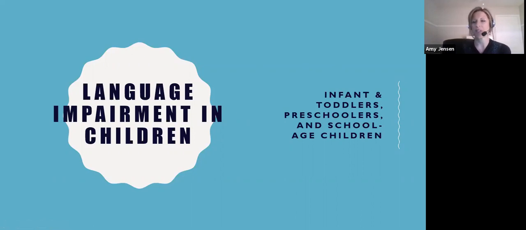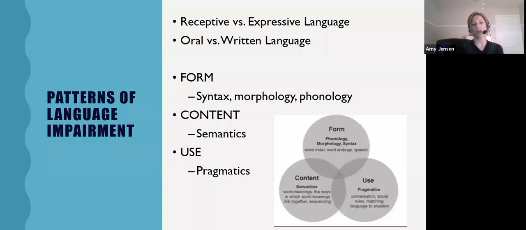So let's get started. When we start talking about language impairment in children, it's important to first discuss the modalities or aspects of language and components of language that we use to categorize or describe the strengths and weaknesses that we might see in a particular child's pattern of language impairment. So we will look at both receptive and expressive language.